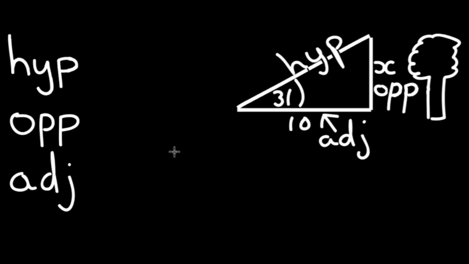So here's how we know which tool to use. Are we working with the hypotenuse? By working with, I mean do we know it or do we need to know it? No. Are we working with the opposite side? Yes, we need to know it. We're working with the adjacent side? Yes, we do know it.